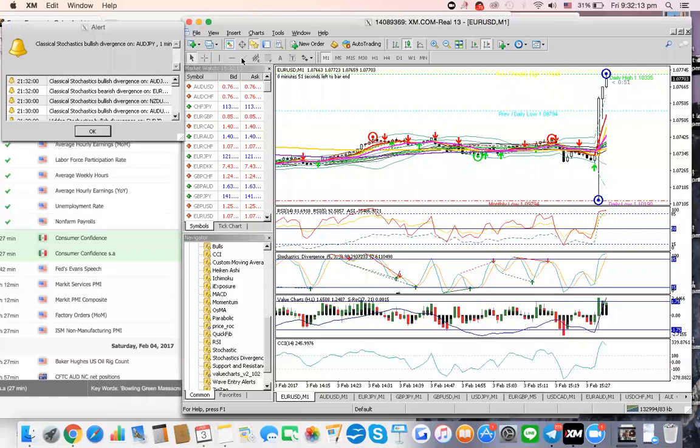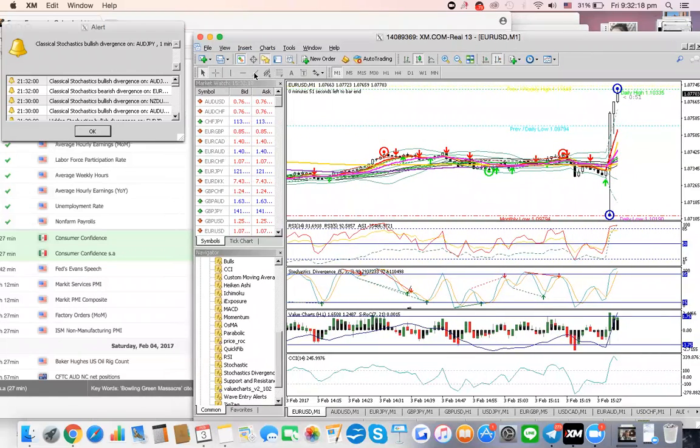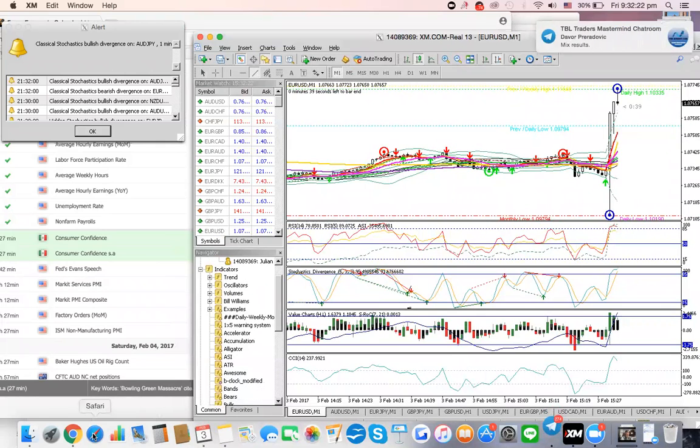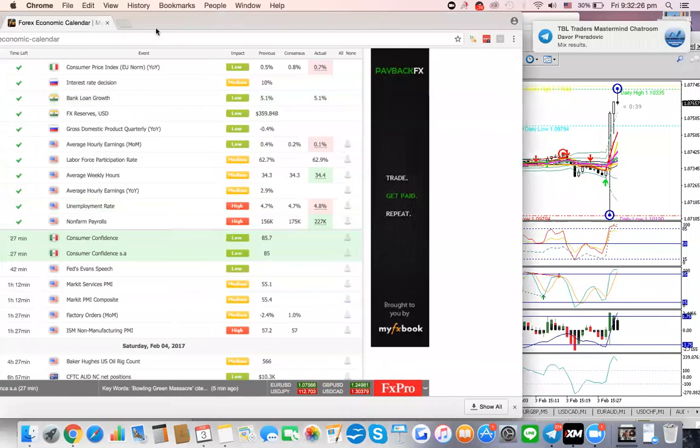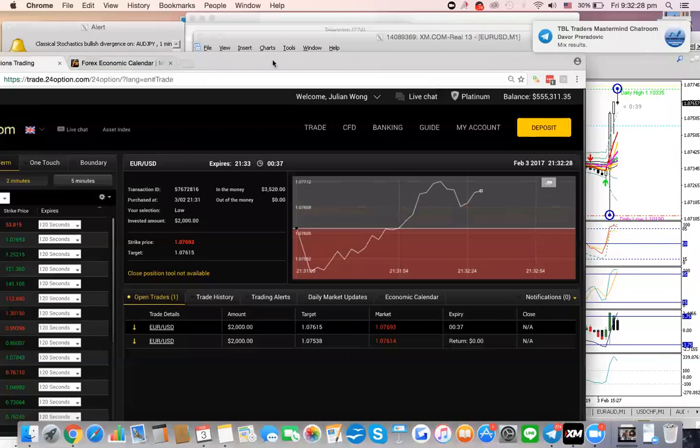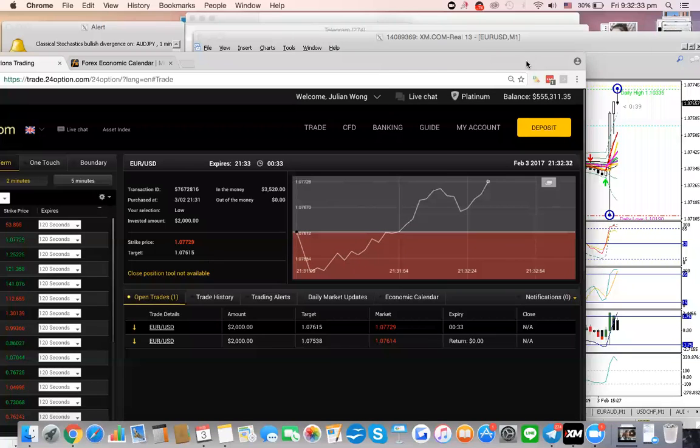Okay, tell you what. Do this re-entry again. Exactly, it's mixed results. Tell you what, let's give it to 9. Let's give it to like 5 past the news to get a better idea of what's happening. So we wouldn't get caught on the spikes.